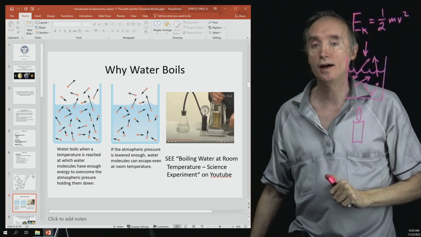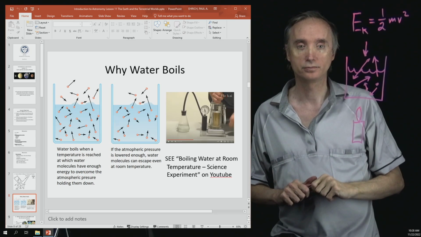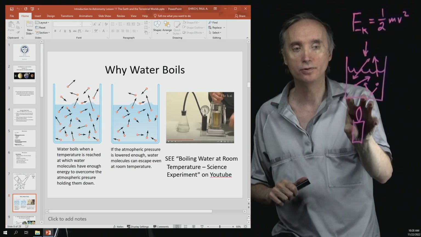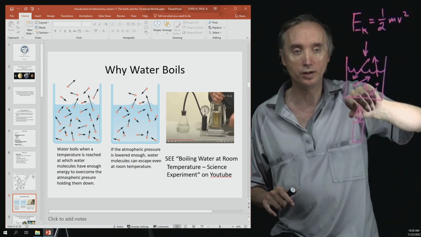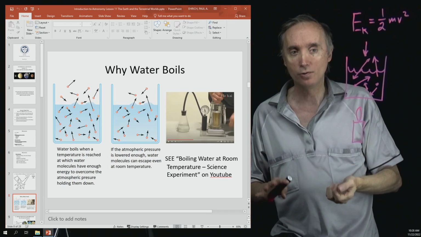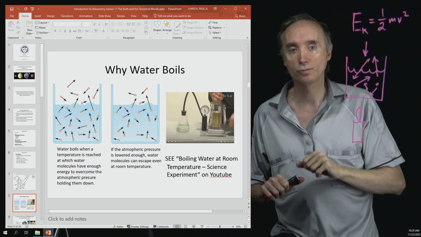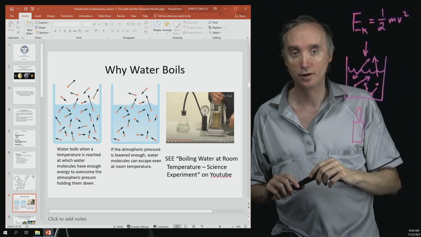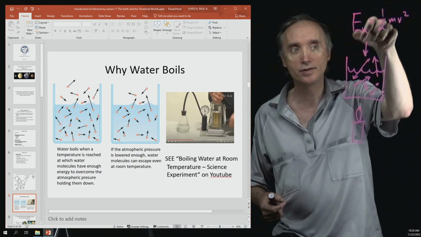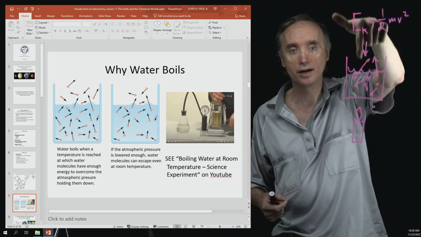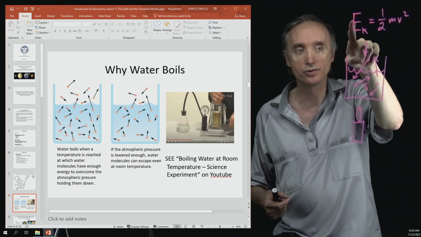Okay, so now what would happen if we reduce the air pressure? We're going to keep the temperature the same. We know that we can boil water if we increase the temperature. But now we're going to keep the temperature constant, and reduce the air pressure. We're going to start to pump the air out of the room so that there's less and less pressure acting like a lid, and that's going to allow more of these molecules to jump up out of the water.